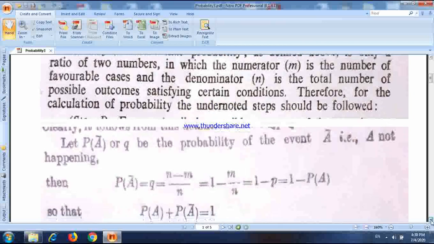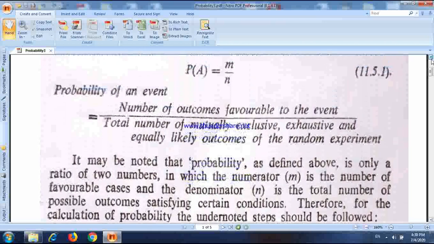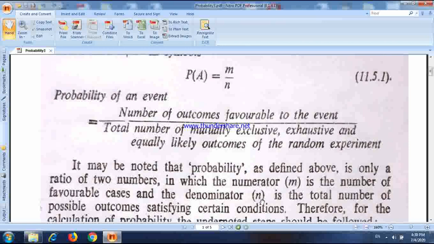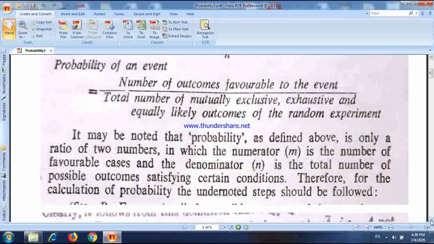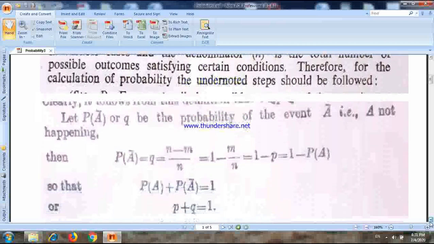And how can I evaluate the probability of non-occurrence of the event A? Now see, in the definition it is said that out of n possible outcomes, m outcomes are favorable to an event A. It means that if m outcomes are favorable to the event A, how many outcomes are not favorable to the event A? n minus m outcomes are not favorable to the event A.